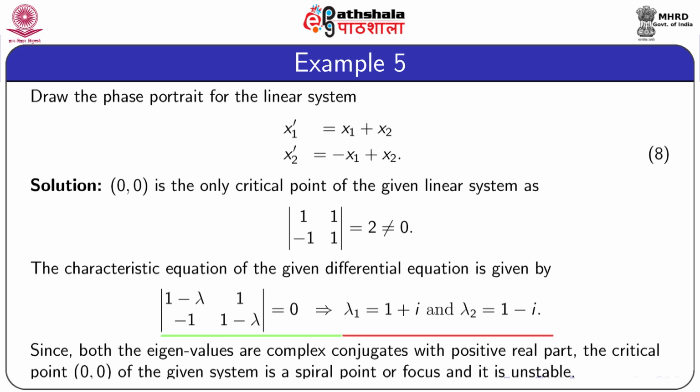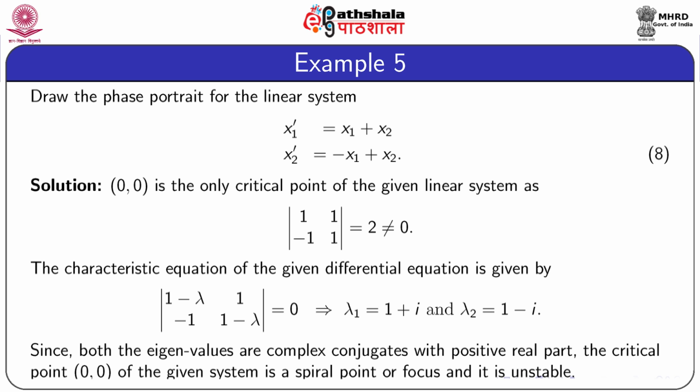And if you solve this characteristic equation, we will get lambda 1 equal to 1 plus i and lambda 2 equal to 1 minus i. So, the eigenvalues are complex conjugates with positive real part, and hence from the previous theorem we conclude that the critical point (0,0) of the given system is a spiral point or focus and it is unstable.